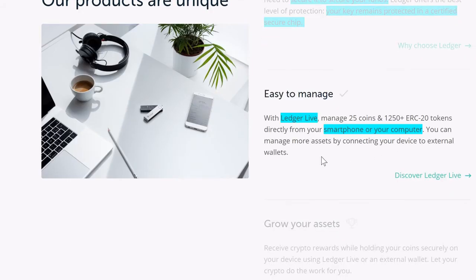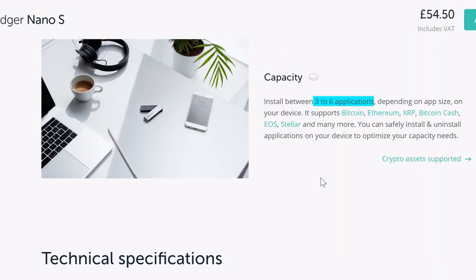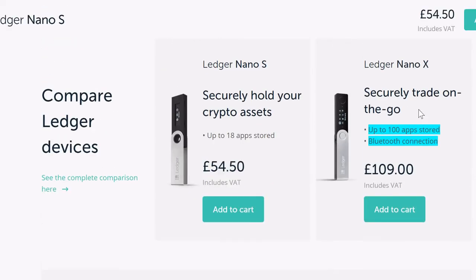There's software that this company Ledger has called Ledger Live. This allows you to store your Bitcoin on this USB-like device called the Ledger Nano S, and you can access your balance and see your coin balances from your smartphone or your computer. In terms of the capacity, Ledger Nano S can only install between 3 to 6 applications. It obviously supports the main cryptocurrencies, so Bitcoin, Ethereum, XRP, Bitcoin Cash, EOS, and Stellar. Let me see if I can find the other one. So here's Ledger Nano S.